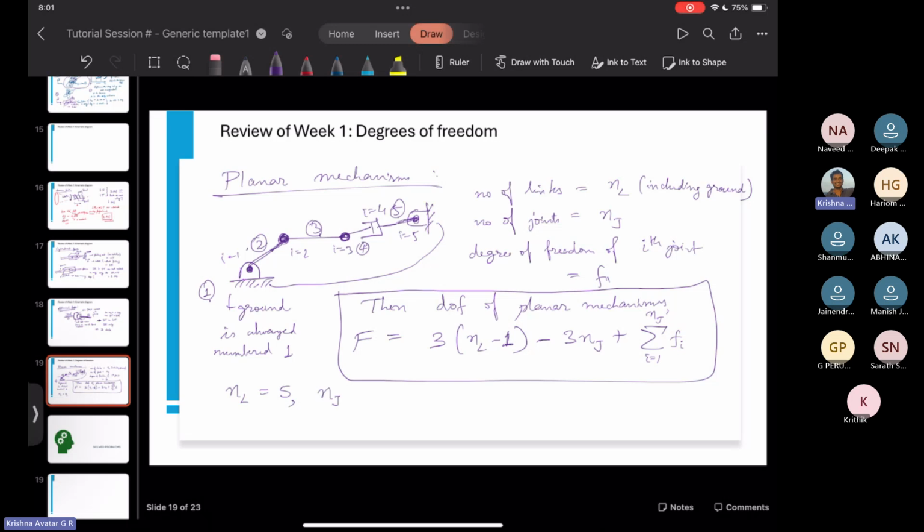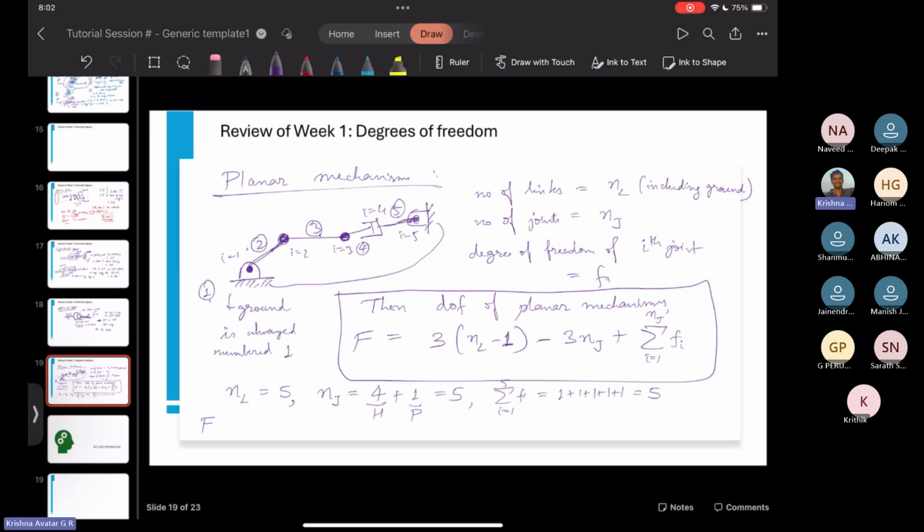And how many joints do we have? Joint number 1, which is a hinge joint. And then we have another hinge joint. So 2 hinge joints, and hinge joint. So we have 4 hinge joints plus 1 what we call the prism joint. So the number of joints is 5, right? Every hinge joint has 1 degree of freedom and every prism has 1 degree of freedom. Because of which the summation of Fi from i equals 1 to the number of joints 5 is 1 plus 1 plus 1 plus 1 plus 1. It's like 5 times. So it's 5.